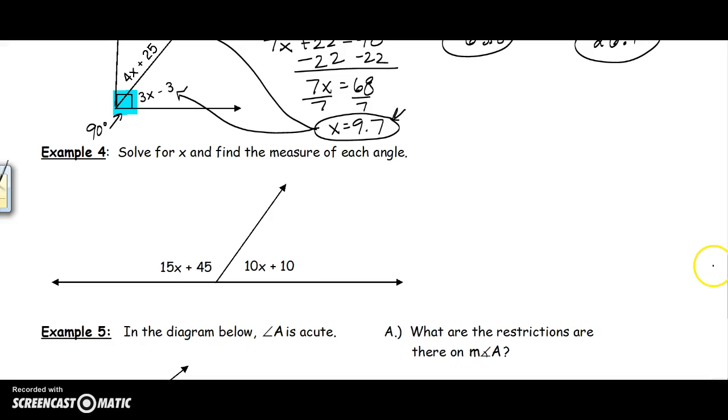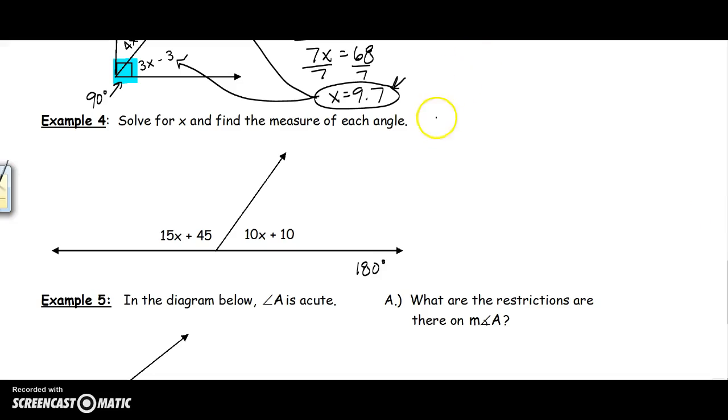So here we have a linear pair. And if you notice, a linear pair forms a straight line, and that straight line is equal to 180 degrees. So we're going to use the same concept as we did before by taking our two angles, 15x plus 45 and 10x plus 10, add them together and set it equal to 180 degrees.